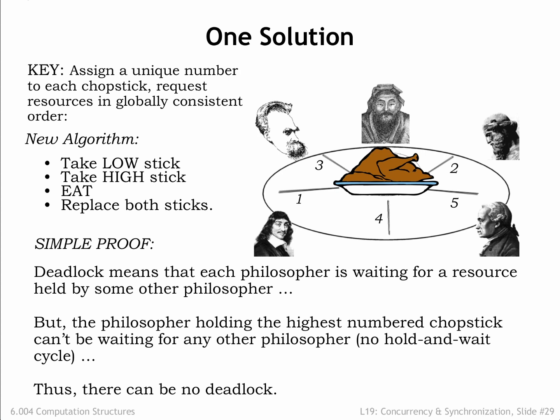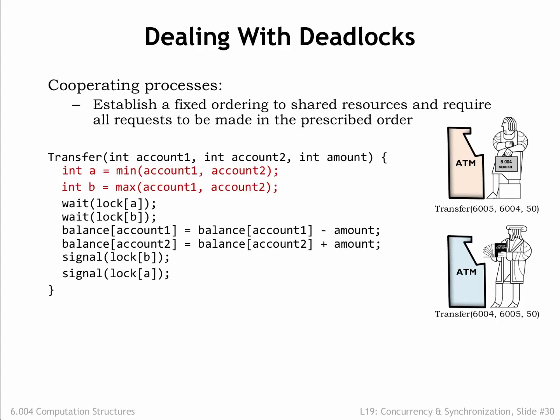So, if all the processes in the system can agree upon a global ordering for the resources they acquire, then acquire them in order, there will be no possibility of a deadlock caused by a hold and wait cycle. A global ordering is easy to arrange in our banking code for the transfer transaction. We'll modify the code to first acquire the lock for the lower numbered account, then acquire the lock for the higher numbered account. Now, both customers will first try to acquire the lock for the 6004 account. The customer that succeeds can then acquire the lock for the 6005 account and complete the transaction.